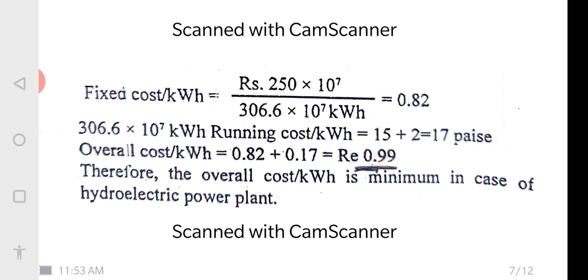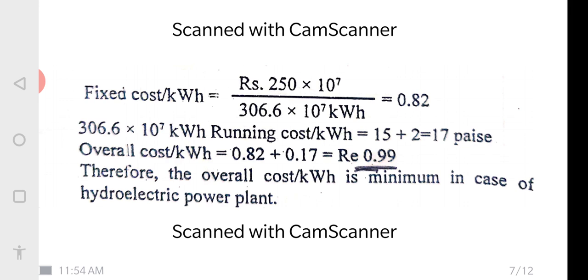So in this problem, what we have seen: the maximum demand is 500 megawatt, the load factor was 70%, so the average load becomes 350 megawatt. Okay. Then we have seen that the fixed cost is interest cost plus the depreciation cost, and the running cost, the variable cost, is operating cost as well as transmission and distribution cost. Okay. And these are the learnings.